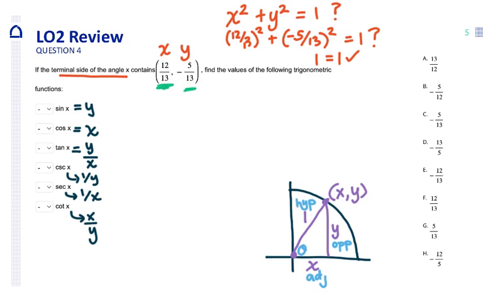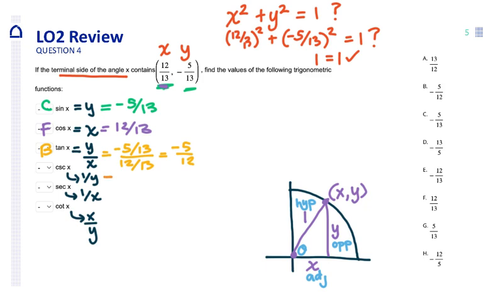So we get the sine of x is just the y value, which is negative 5 over 13, which is choice C. Cosine of x is just the x value of the point on the unit circle, which in this case is just 12 over 13, choice F. Tan of x is just y over x, so minus 5 over 13 over 12 over 13. This cancels and you get minus 5 over 12 for the tan of x, which is just choice B.